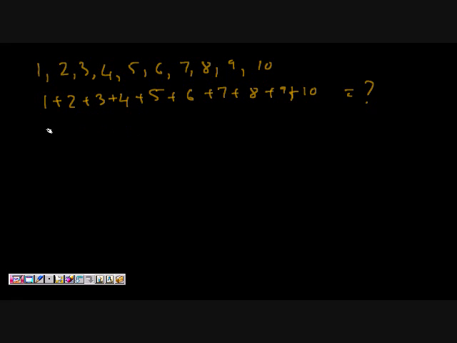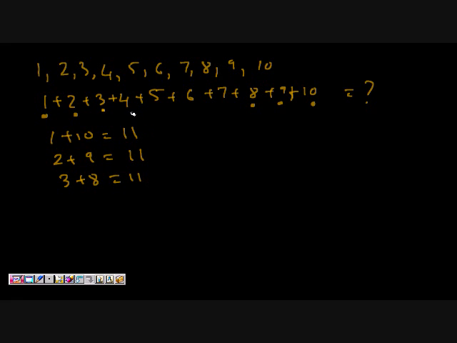Let's consider the first number in the sequence and the last number in the sequence. If you add those two numbers up, you get a sum of 11. Now let's consider the second number and the second last number. That's 2 plus 9, and that is 11 as well. Similarly, let's consider 3 and 8, which is the third number in the sequence and the third to last number in the sequence. 3 plus 8 is 11 as well.